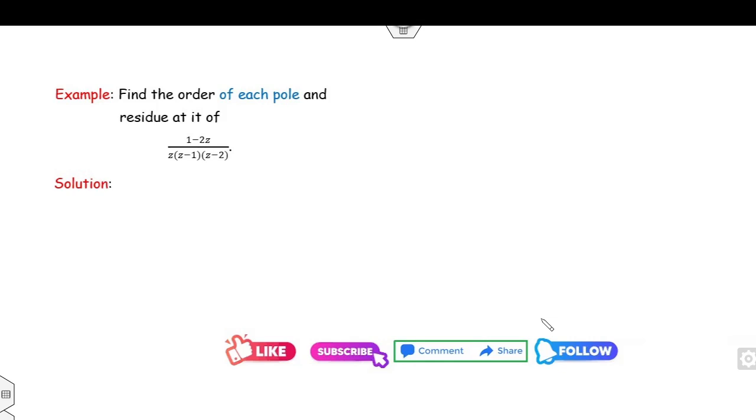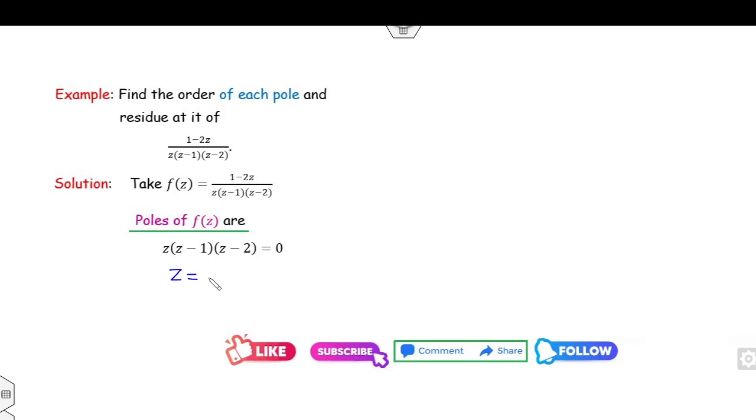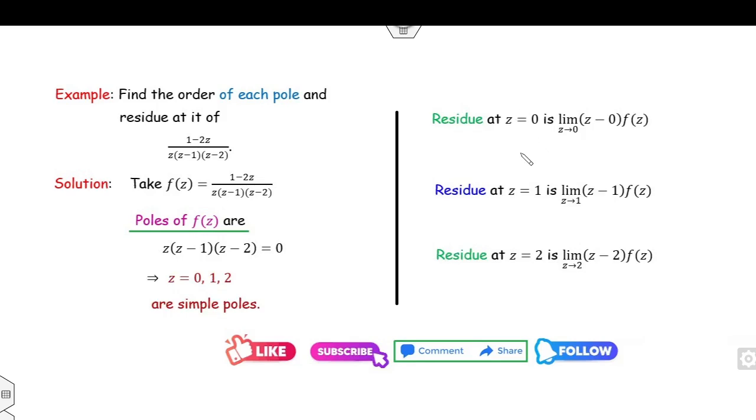Find the pole, find the order of each pole and its residue. Can you find the poles? Clearly, the poles are 0, 1 and 2, and all are simple poles. Once it is a simple pole, we can start with the residues.